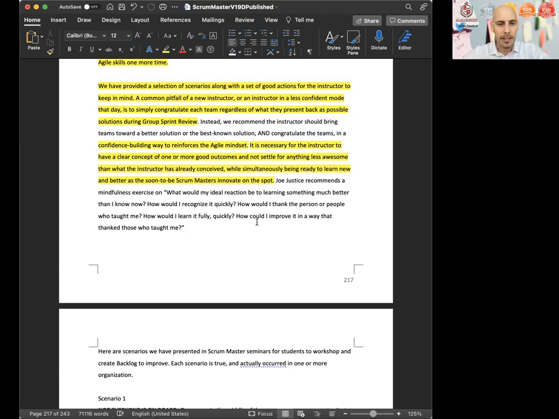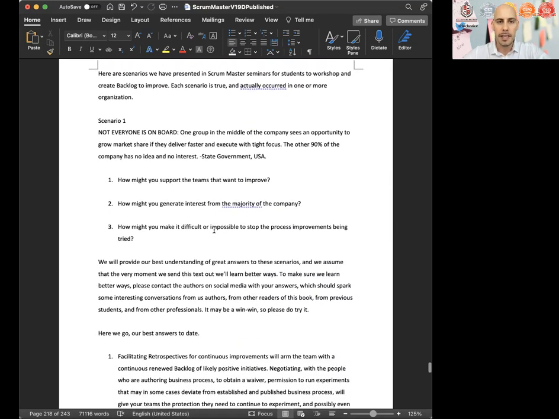Joe Justice recommends a mindfulness exercise on what would my ideal reaction be to learning something much better than I know now? How would I recognize it quickly? How would I thank the person or people who taught me? How would I learn it fully, quickly? How could I improve it in a way that thanked those who taught me?